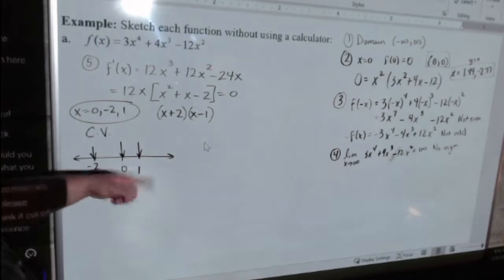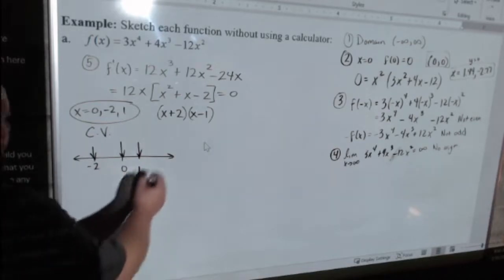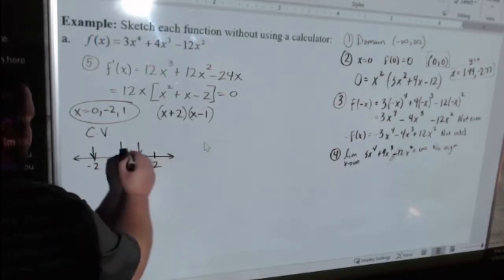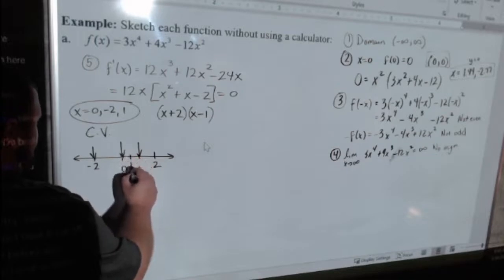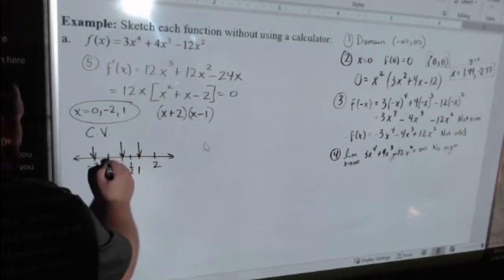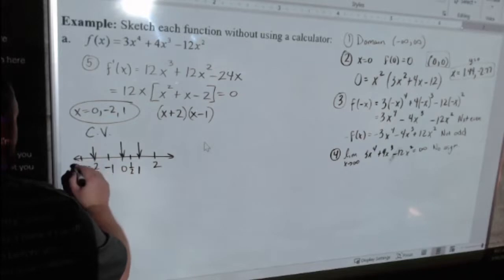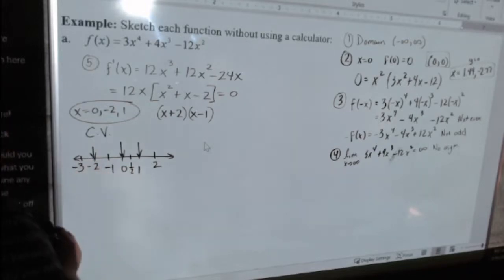And we have to choose test values. So out here I'm going to use 2. In between I'm going to use 1/2. Over here -1. And out here -3.